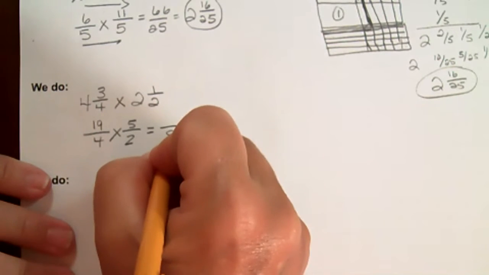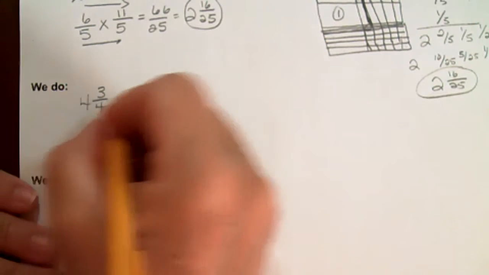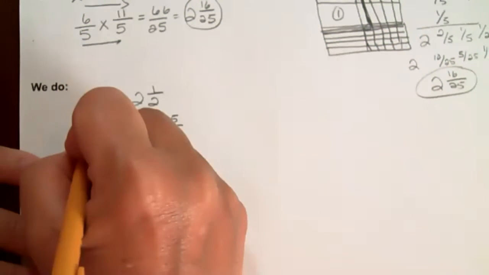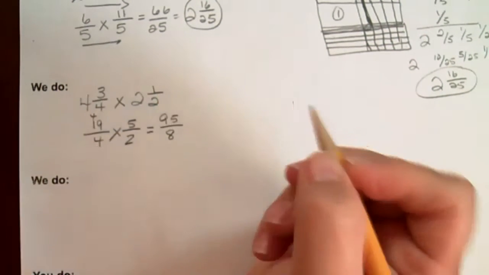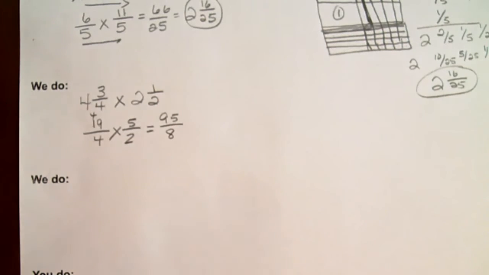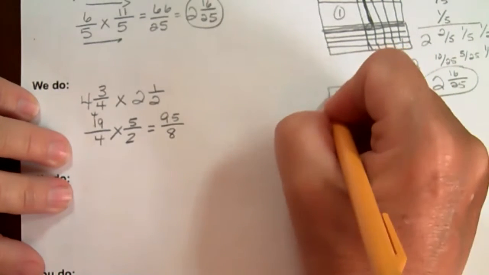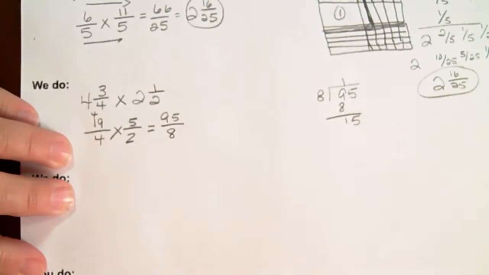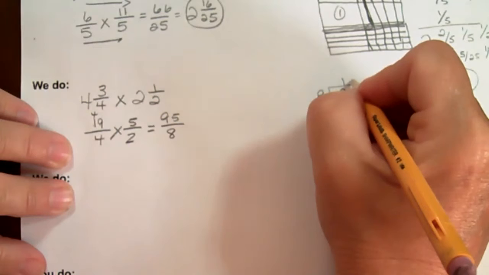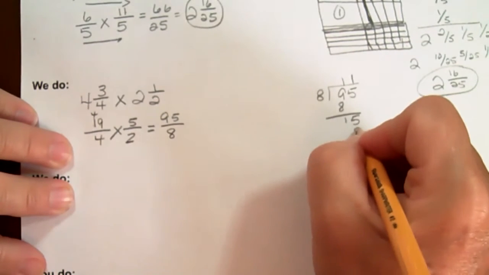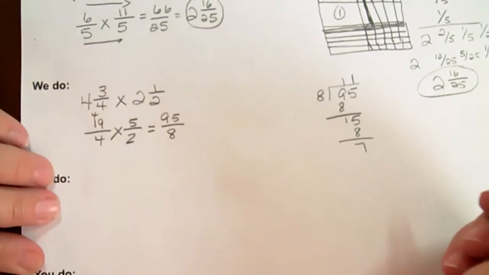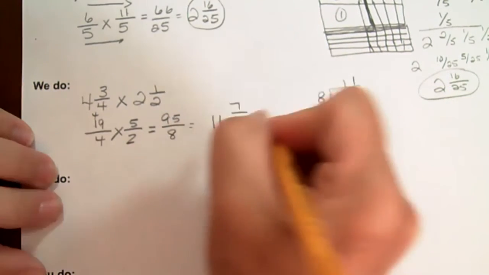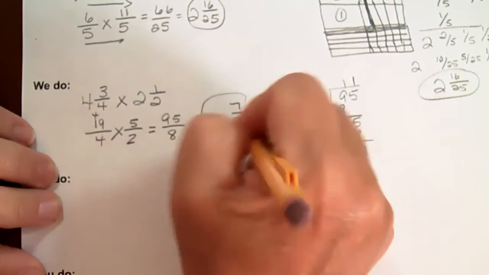4 times 2 is 8. 19 times 5: 9 times 5 is 45. Carry my 4. 1 times 5 is 5, plus 4 is 9. How many 8s are in 95? And I'll do this for you guys, just so you can see the division. 8 times 1, which would be 8, which would be 7 left over. So we've got 11 and 7/8. And that's our answer there.